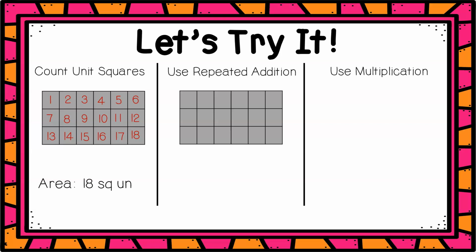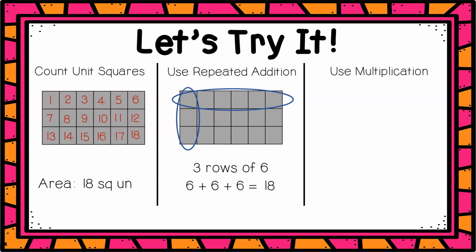We have the same figure, but this time we are going to use repeated addition. We can do that by counting the number of rows that we have, as well as the number in each row. We see that we have 3 rows of 6. That means that we can add 6 together 3 times. So 6 plus 6 plus 6 equals 18. Which again means the area is 18 square units.